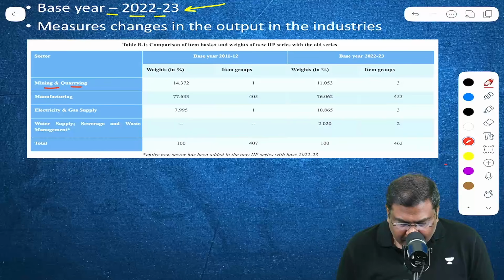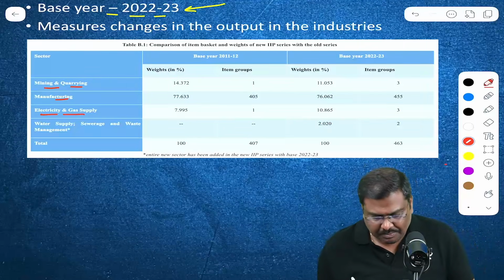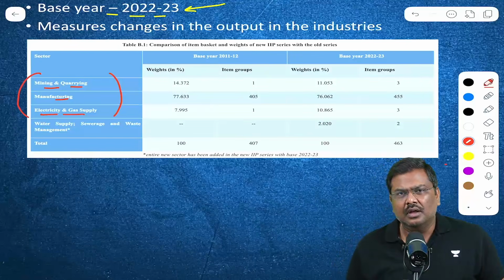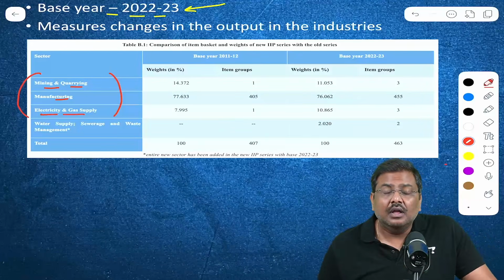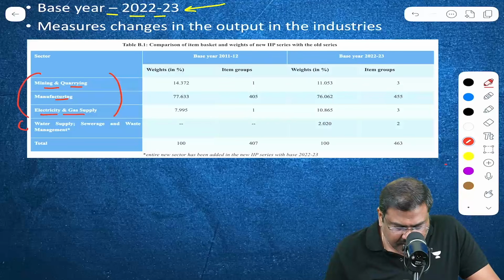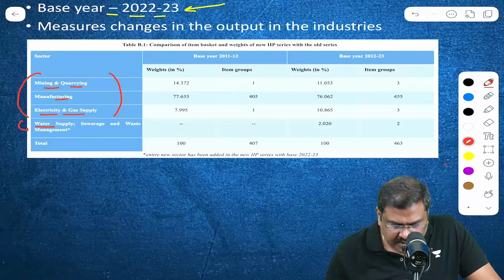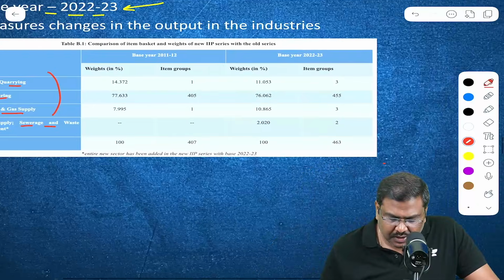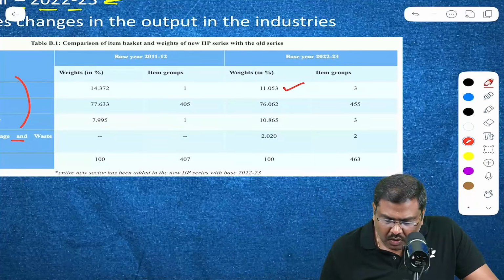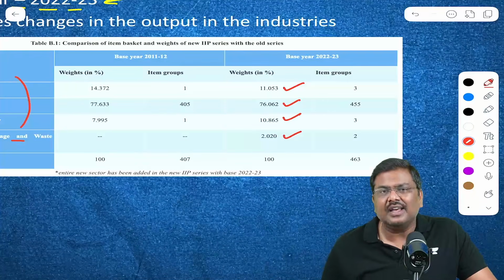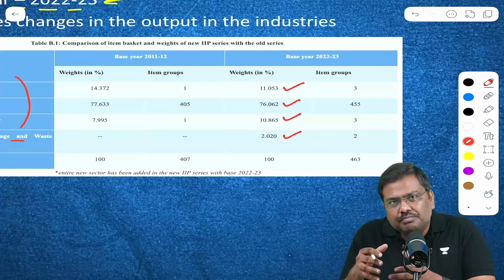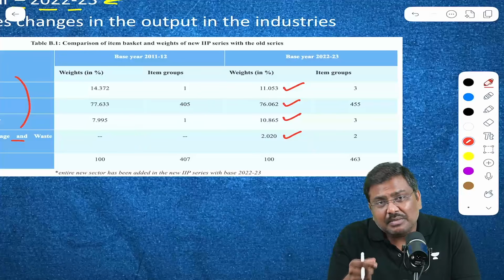Earlier, mining and quarrying, manufacturing, electricity, and gas supply. These were the only three areas that were covered. Now, in addition to these three, there is the entry of water supply, sewage, and waste management. In addition to this, you also need to make a note of the change in the weights allocated for all the four groups. So please use this particular data to memorize.